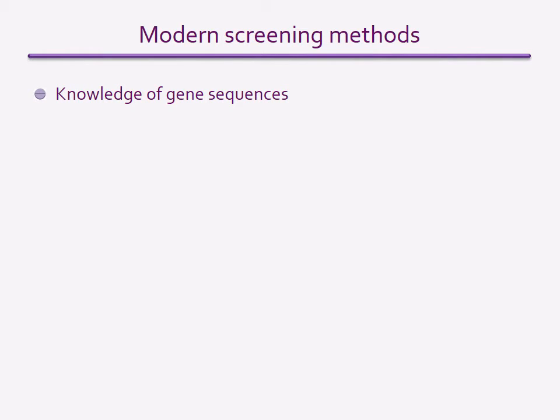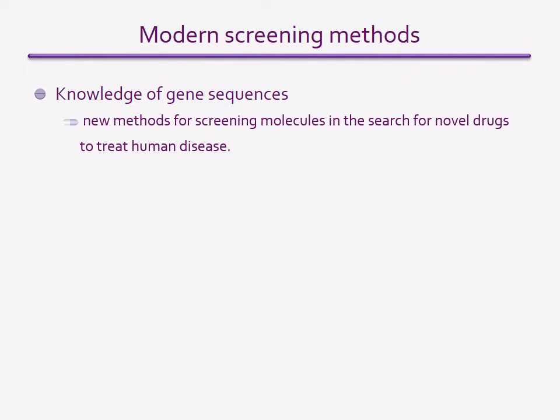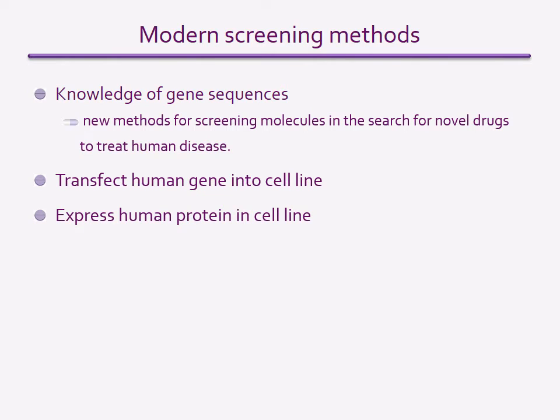Sequencing of the human genome led to a major advance in drug discovery methods. Knowledge of the gene sequences meant that, for the first time, drug screening programs had access to any potential human target. Cells can be transfected with the DNA coding for the target. The DNA undergoes transcription and translation into the human target protein, and a cell line can be established which provides an endless supply of the human target.